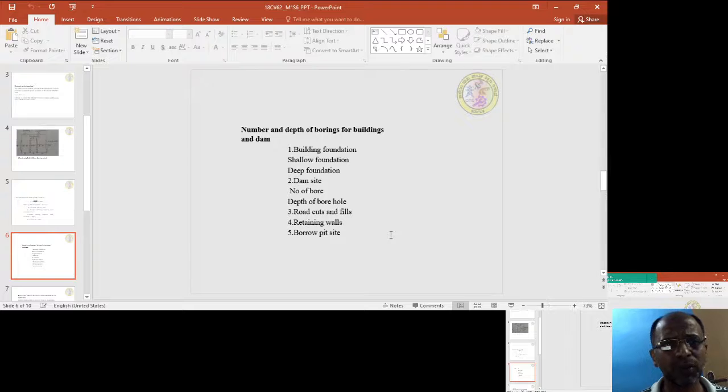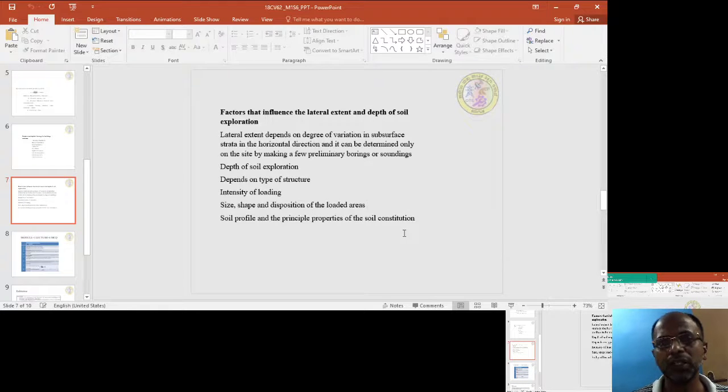Depth of the borehole generally is equal to the depth up to which we are planning to excavate the soil, so that will be the depth of the borehole. So next is, what are the factors that influence the lateral extent and depth of soil exploration?